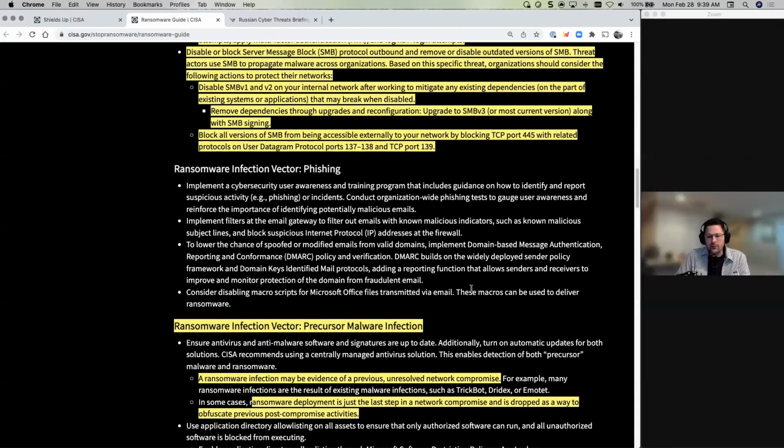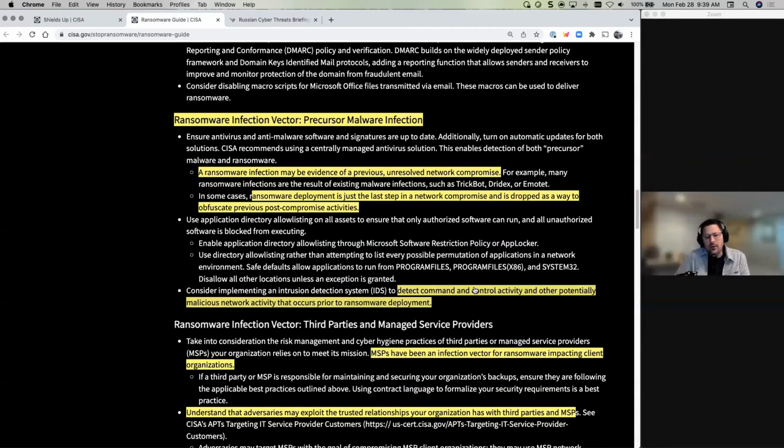But phishing, you really need to focus on, of course. Infection vector, precursor malware infection. This is really the mid game that we always talk about. I've got lots of videos on the mid game. So, previous evidence of previous unresolved network compromise.